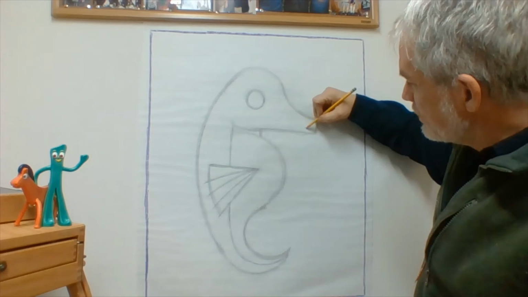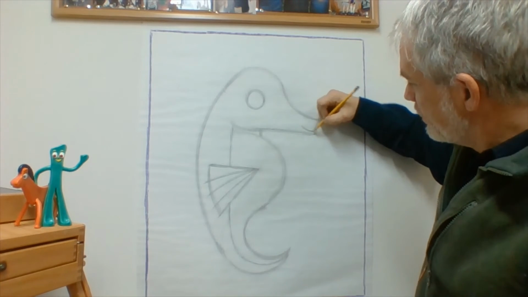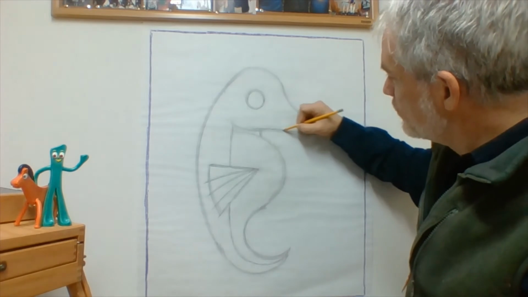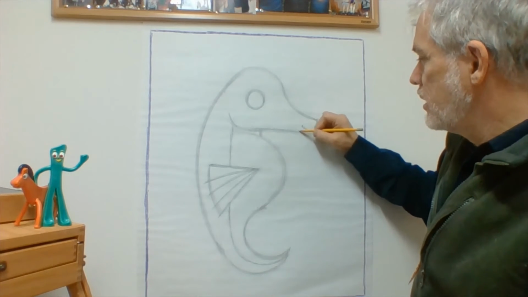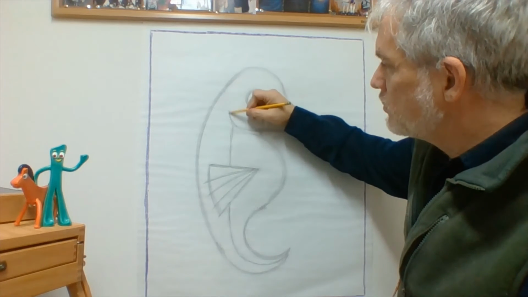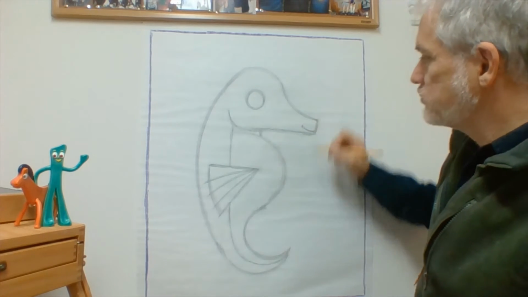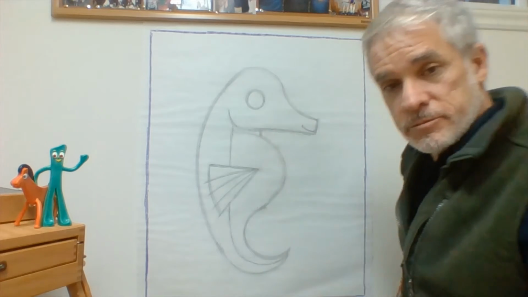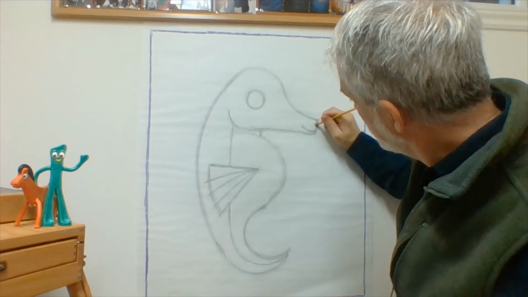I'm going to give him just a little smile right here, not a big smile, just a little curve right here, maybe a little line right there, just to give him a little friendly smile. I like the way that detail looks. Show a little bit of his chin and his jaw right here. So go ahead and give your seahorse a little smile if you haven't yet.